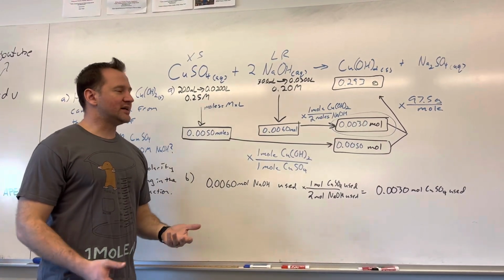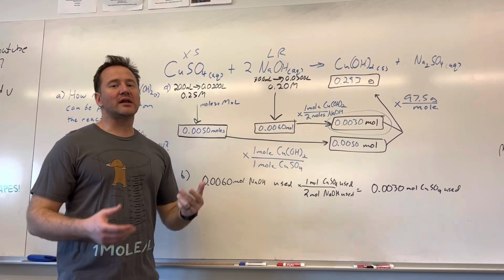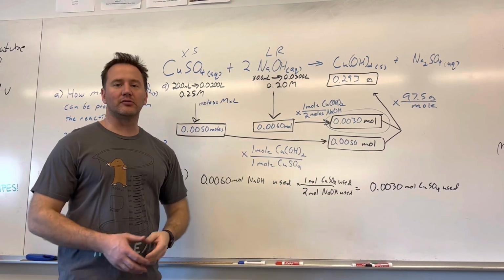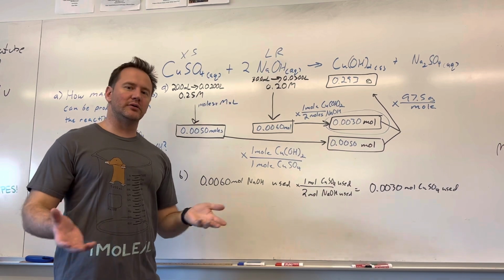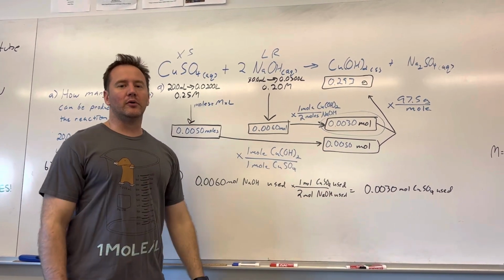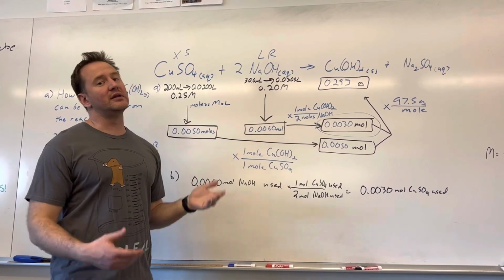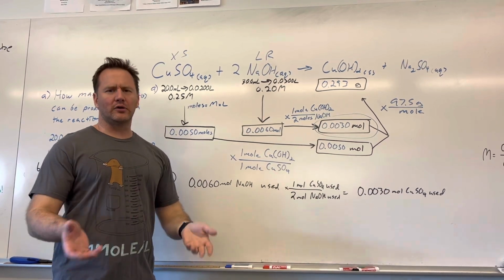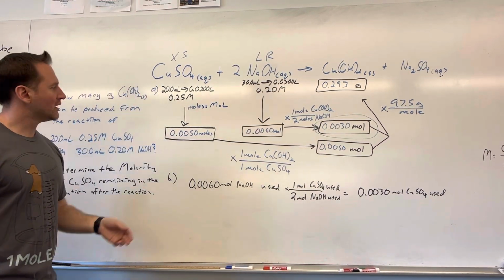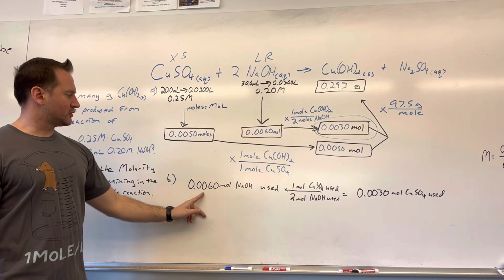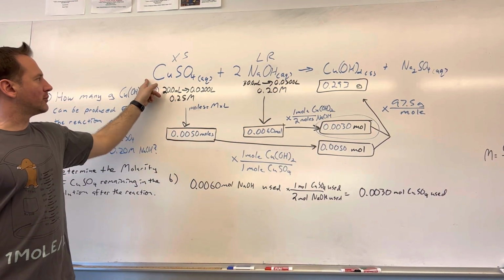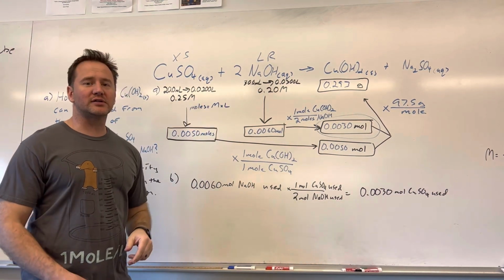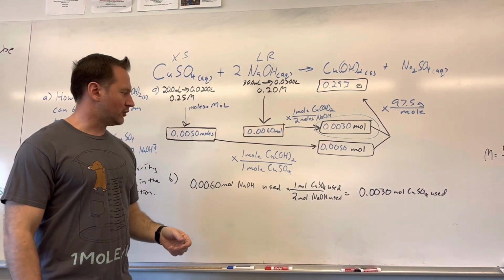So what I would say is you can start at a couple different points, but I like to start with how many moles of the limiting reactant we use, because you use all of your limiting reactant, and we can use that to figure out how many moles of the other reactant we used, and then how much is remaining, and then figure out what the resulting concentration would be. So if I use 0.006 moles of sodium hydroxide, I'm going to use 1 mole of copper sulfate for every 2 moles of sodium hydroxide, because everything reacts in mole ratios.